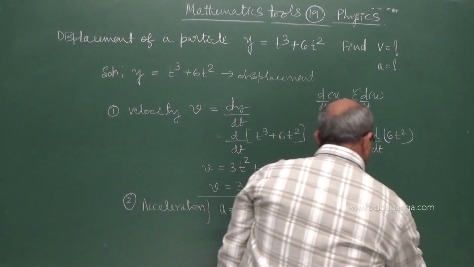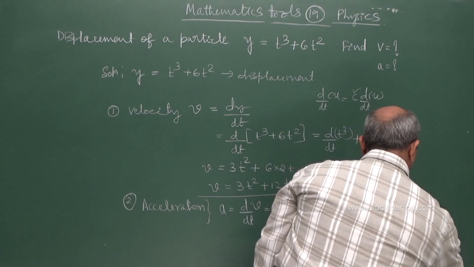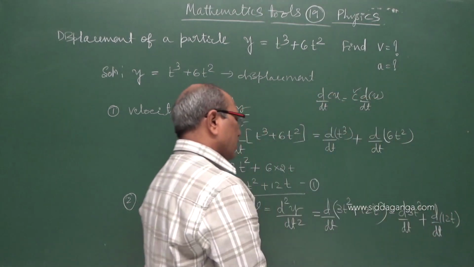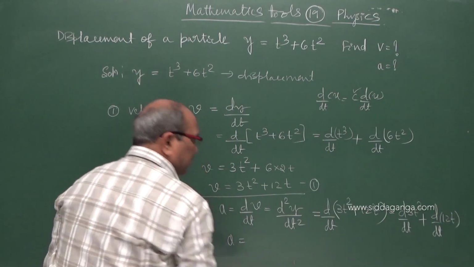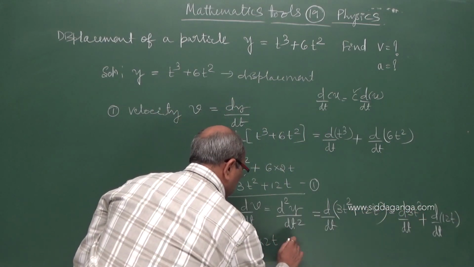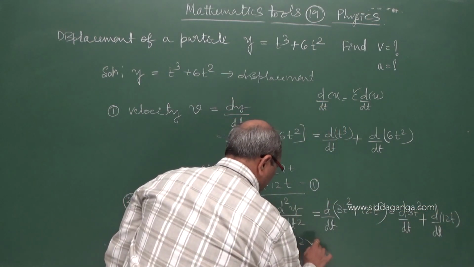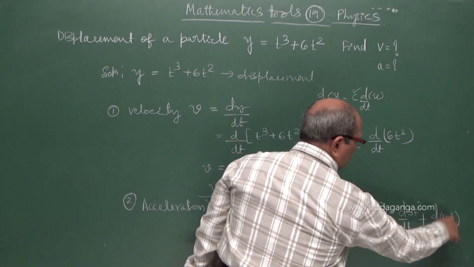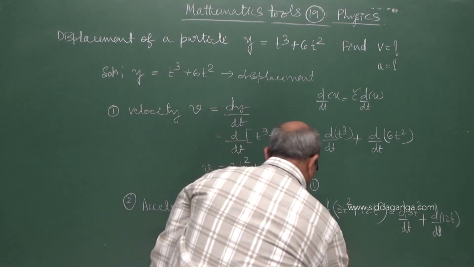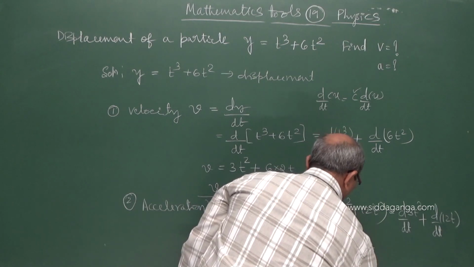So this can be split into d by dt of 3t square plus d by dt of 12t. Now acceleration becomes 3 into 2t plus 12 into 1, where t power 0 is 1. Therefore, we got acceleration equal to 6t plus 12 as the solution.